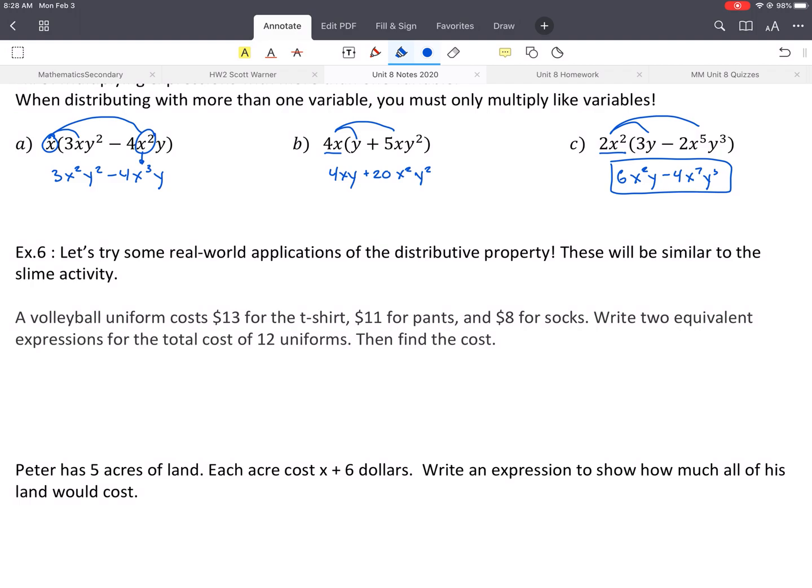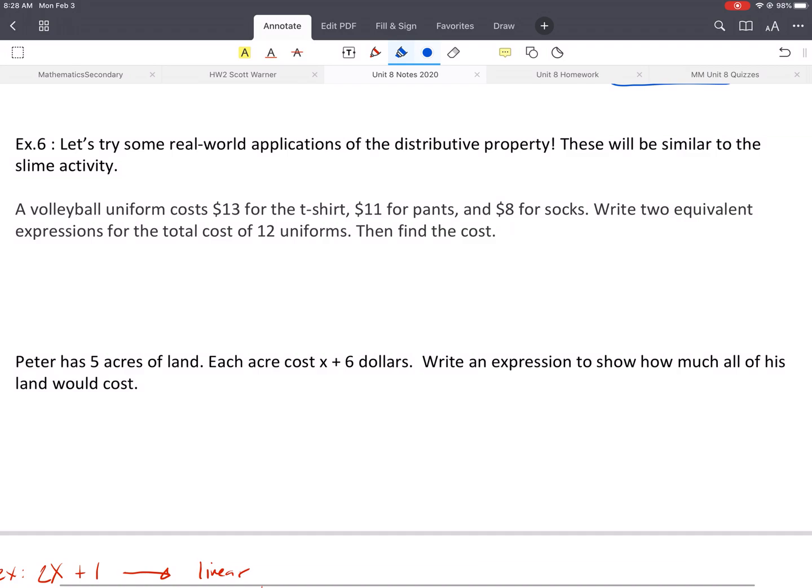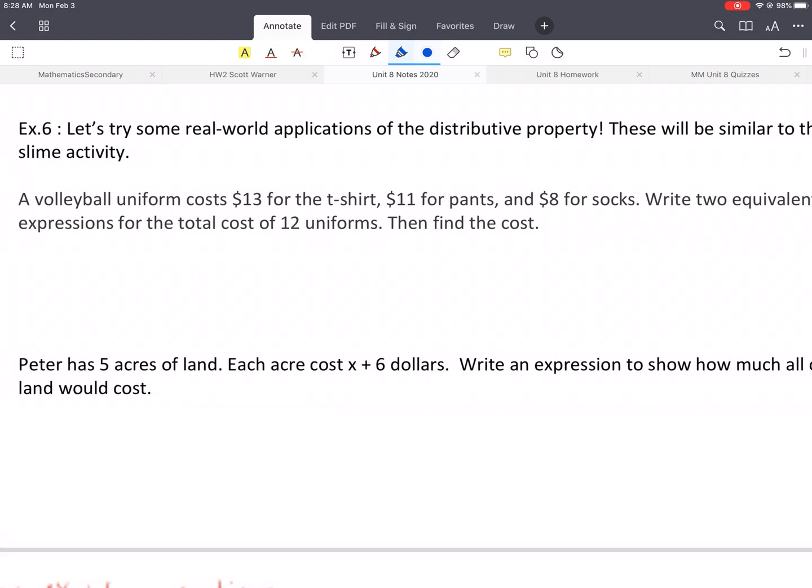Let's try some real-world applications. We've done ones just like this before. I think when we were using the distributive property and combining like terms, I think this is just basically a review for this lesson. It says a volleyball uniform costs $13 for the t-shirt, $9 for pants, and $8 for socks. Write 2 equivalent expressions for the total cost of 12 uniforms.